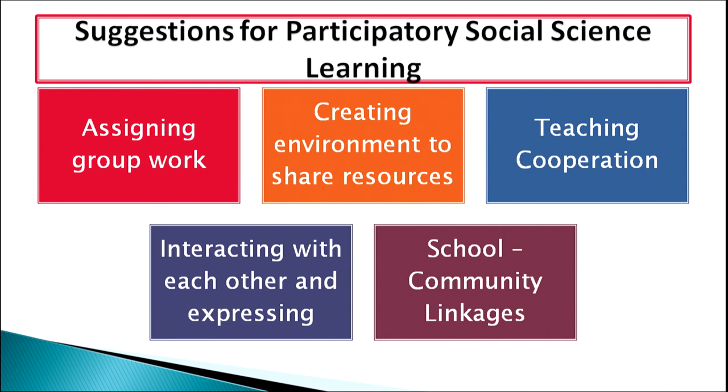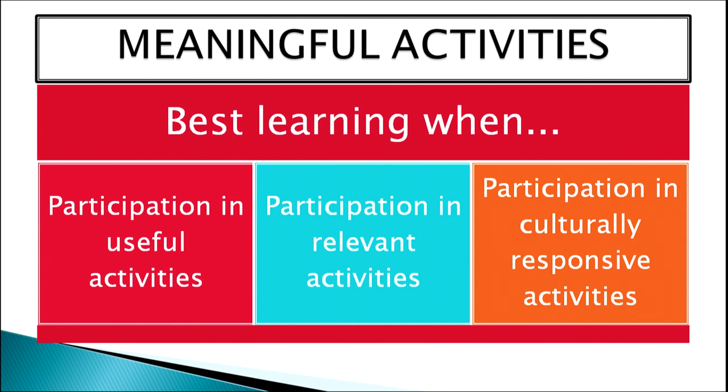A very important point in learning social sciences is school-community linkages. Whatever we are learning in school has to be applicable in the social setting. That is, the linkage between school and community is one of the major objectives of learning social sciences. So, dear learners, we need to engage the students in meaningful activities. There are so many activities, but what is important is to engage the students in meaningful ones. Best learning occurs when students participate in useful, relevant and culturally responsive activities.